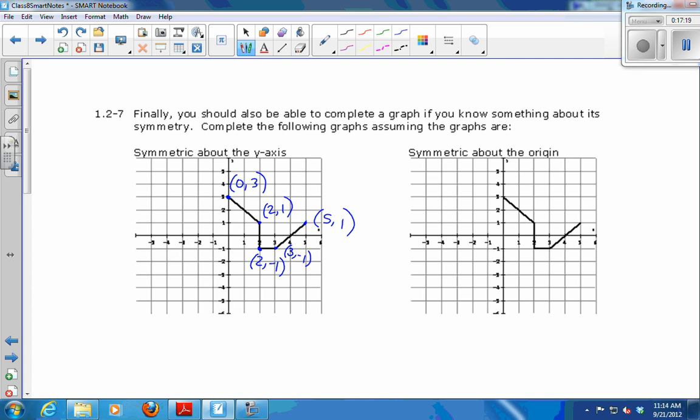So 0, 3, well, what's the opposite of 0? 0, so that one stays the same, right? And then 2, 1, instead of plotting 2, 1, we would plot negative 2, 1. Use the opposite x value. And then instead of 2, negative 1, we plot negative 2, negative 1. So because this is y-axis symmetry, you replace the x's with negative x's. Instead of 3, negative 1, we'll do negative 3, negative 1. And instead of 5, 1, we'll do negative 5, 1. And then just connect the dots.